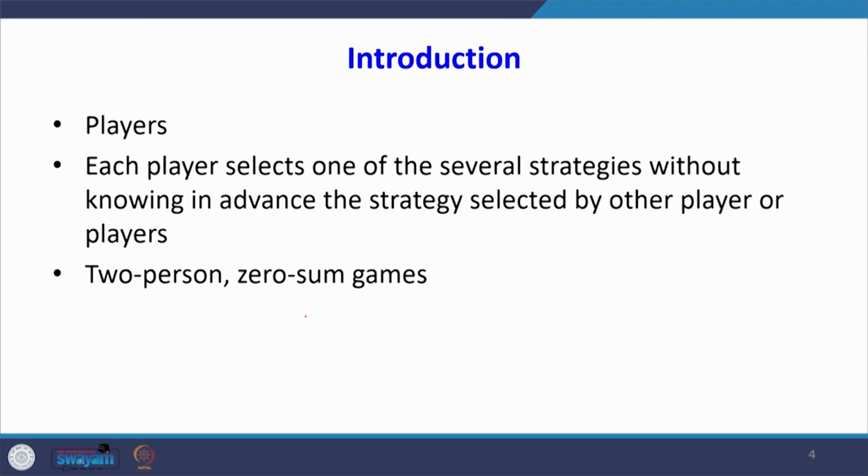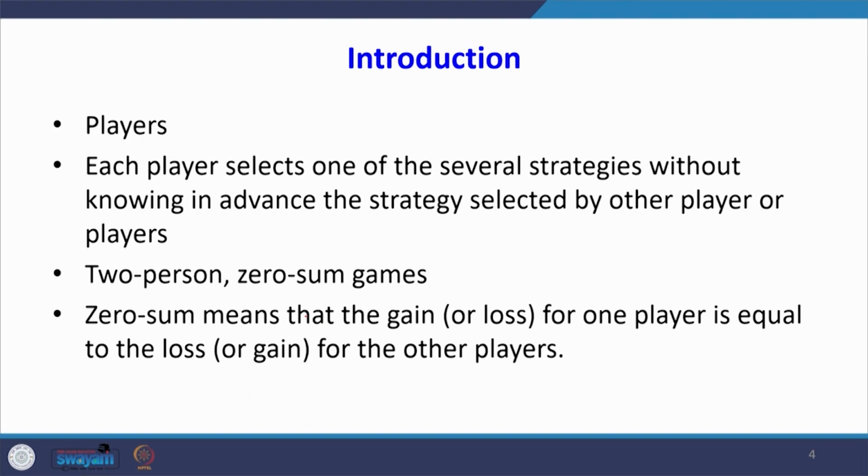We call it a two-person zero sum game. Two people will be playing, so one person's gain is equal to the other person's loss. The net effect of that game is 0. That is why we call it a zero sum game. Zero sum means that the gain or loss for one player is equal to the loss or gain for the other player.